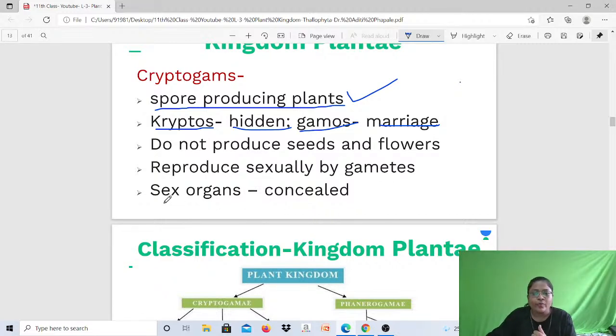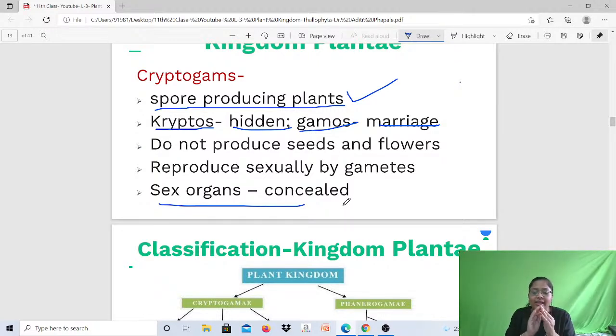takes place. In cryptogams, sex organs are concealed. What do you mean by concealed? Concealed means they are packed. Okay, they are covered, you can say. They are covered and therefore they cannot be seen. Okay, so let's have a look at all the points once more. Cryptogams, they are spore producing plants. Always remember this. Do not forget this.